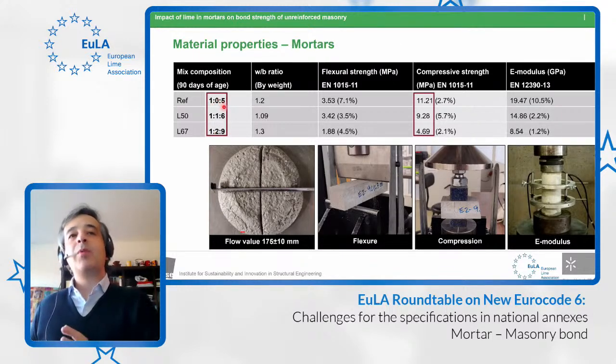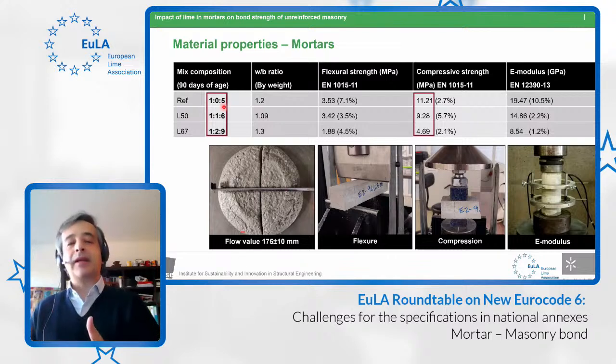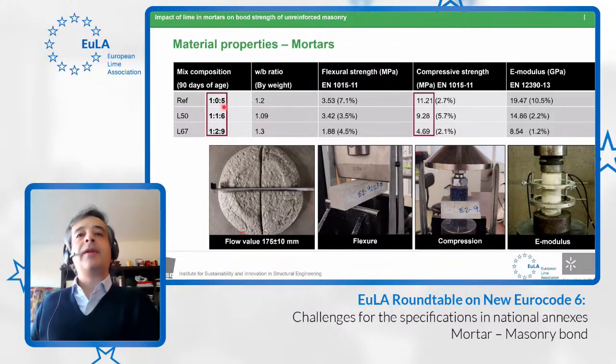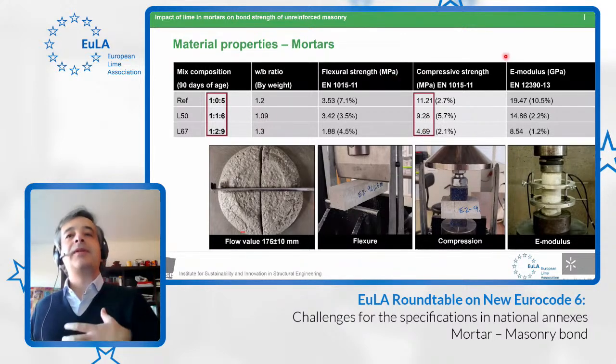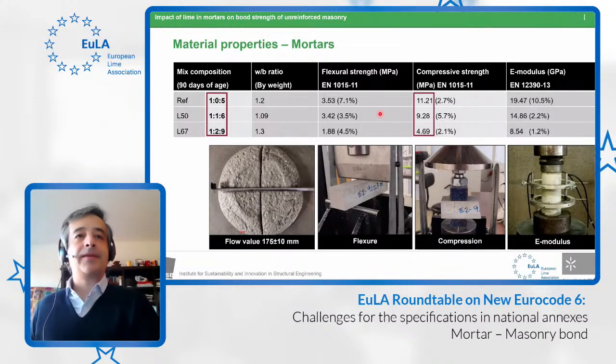On the reference mortar, we wanted something that only contained cement as the binder, but had a reasonably similar compressive strength in the end. It ended up being a little bit higher. As you see, we had 11 megapascal for the reference, 9 for the L50 and 4.69 for the L67. This was expectable, but in this way, this is our framework of comparison.